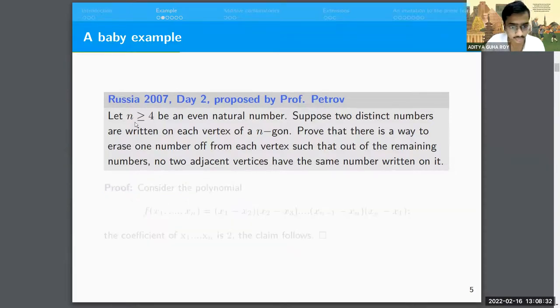So let's see the problem. The problem says that suppose n greater than 4 is an even natural number. And suppose we have an n-gon, and on each vertex we write two distinct numbers. Then we have to prove that we can erase one number from each vertex, such that out of the remaining numbers, no two adjacent vertices have the same number written.